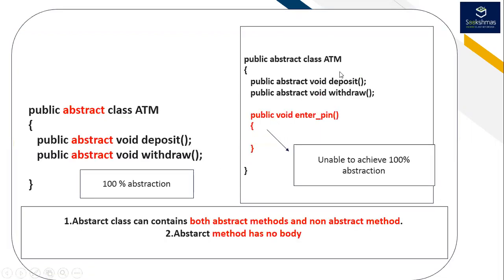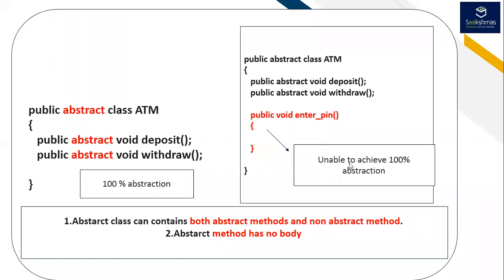So how to achieve 100% abstraction? This is the first case. The answer is you should use the abstract class and abstract method, then only you can achieve 100% abstraction. Abstract is a keyword. You should declare the class as abstract class ATM, and declare the methods as abstract void deposit. This is abstract class and abstract method. In this way, you can achieve 100% abstraction.